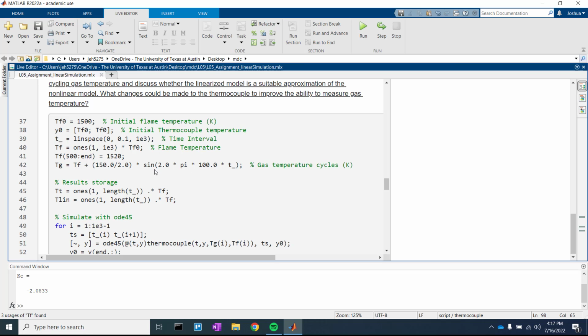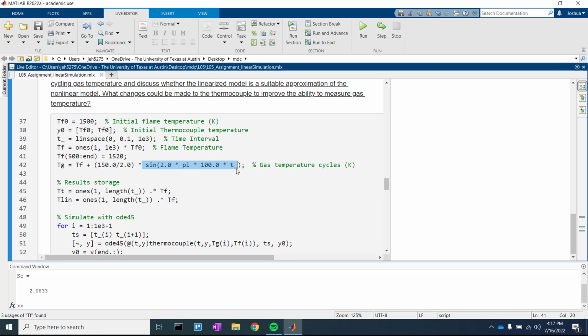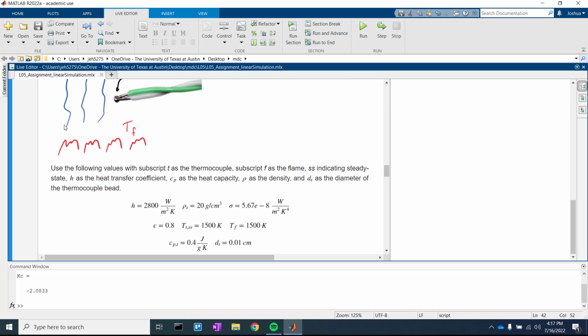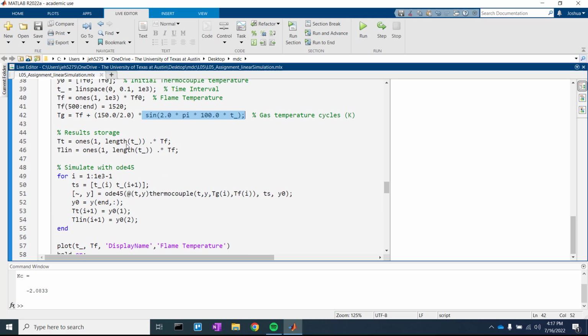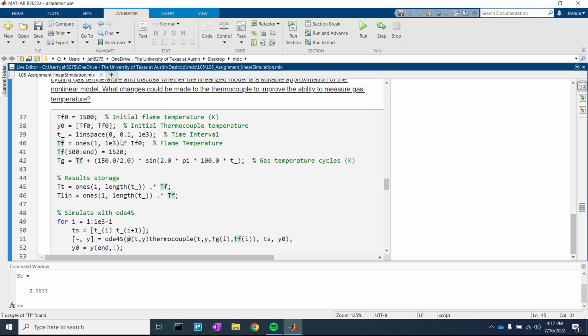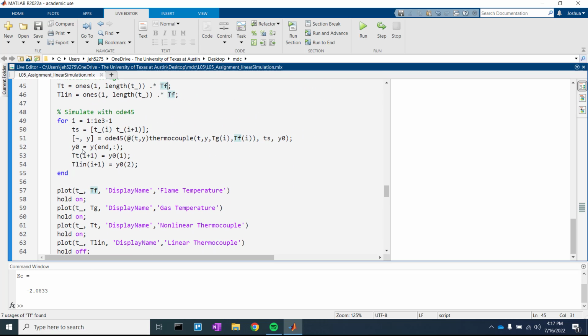Finally, we create some sinusoidal deviation for the gas temperature so that we have that up and down pattern, kind of like what we're seeing right here with these flames. The flames go up and down because of that sonic resonation. Finally, we create the result storage arrays, and so we do a ones times TF, and we do that bitwise TF, that way it multiplies every element by the scalar TF, or what the flame temperature would be at each moment.